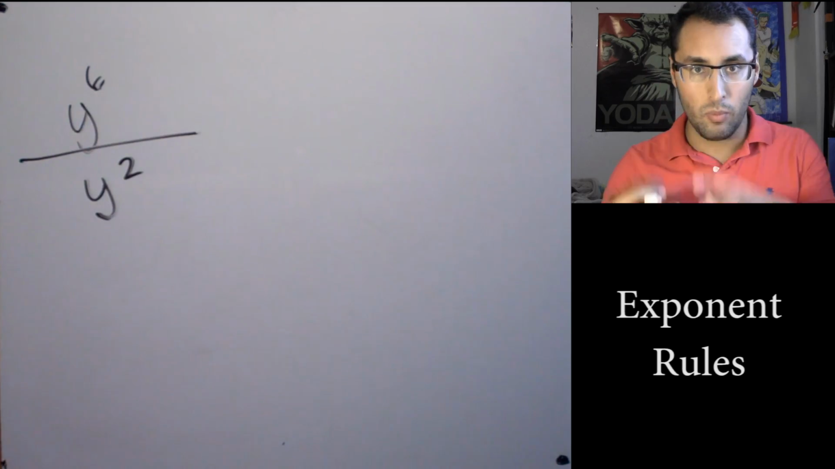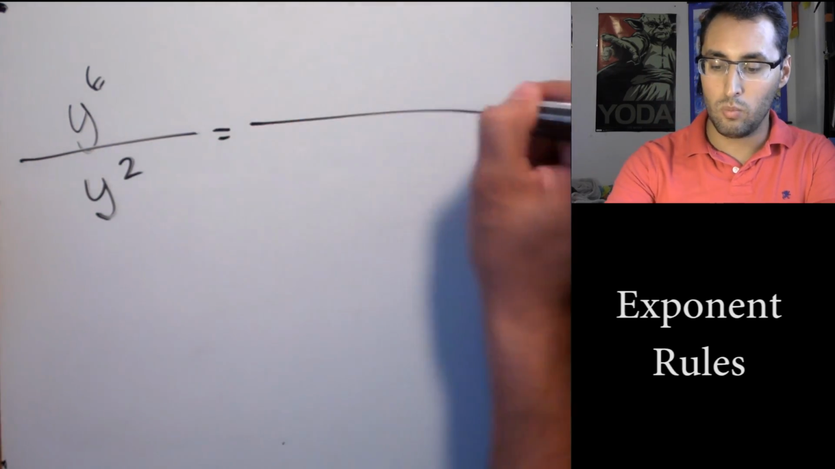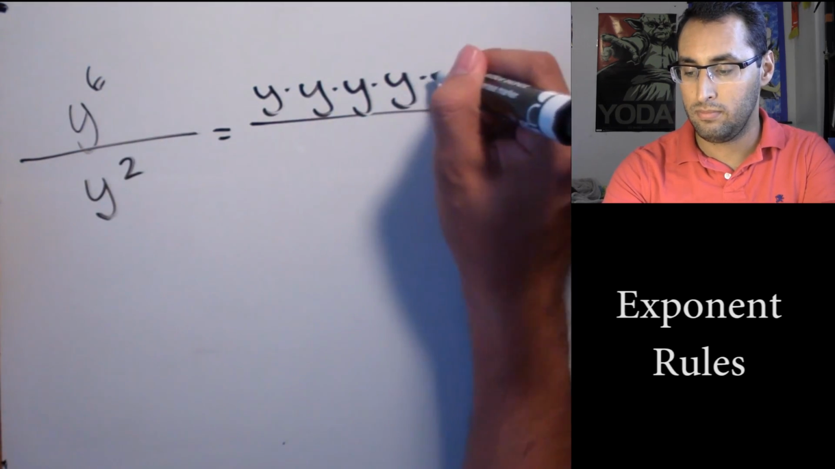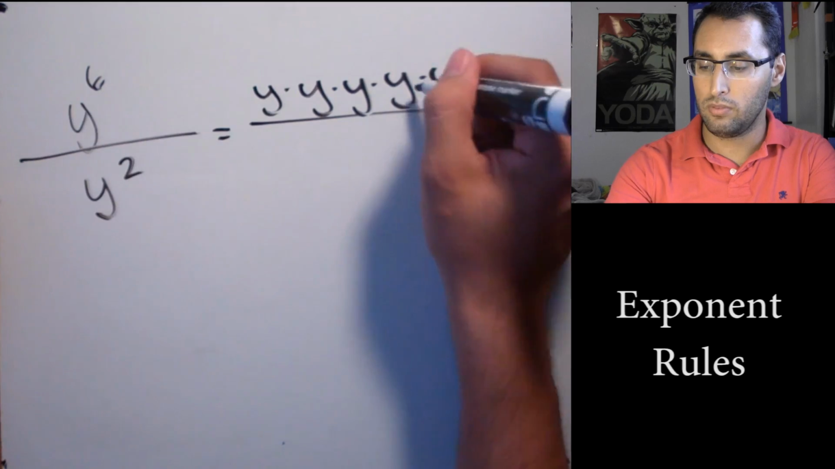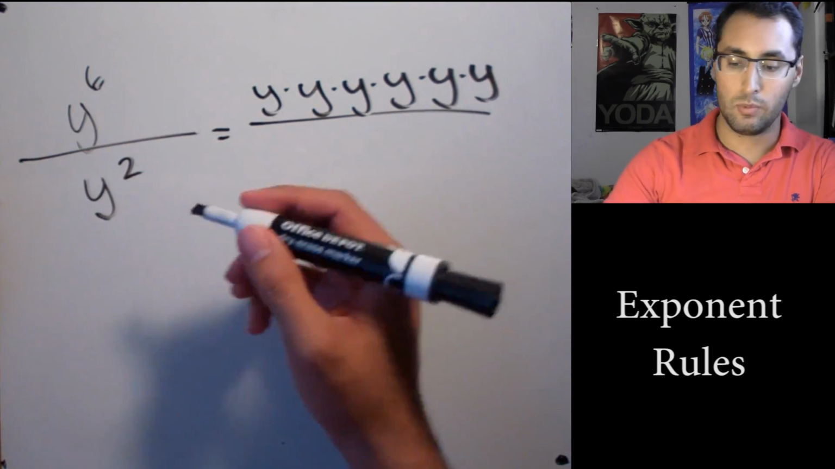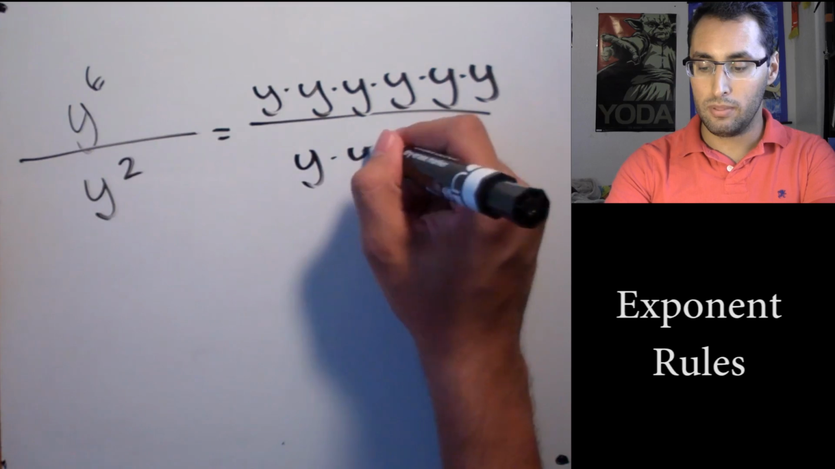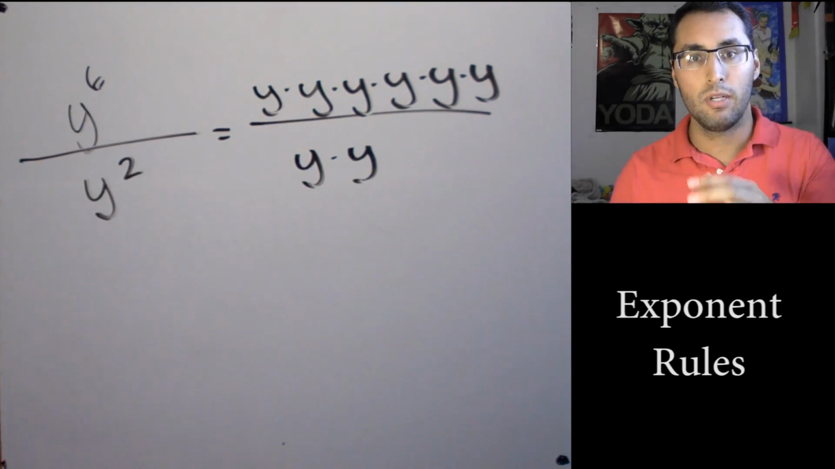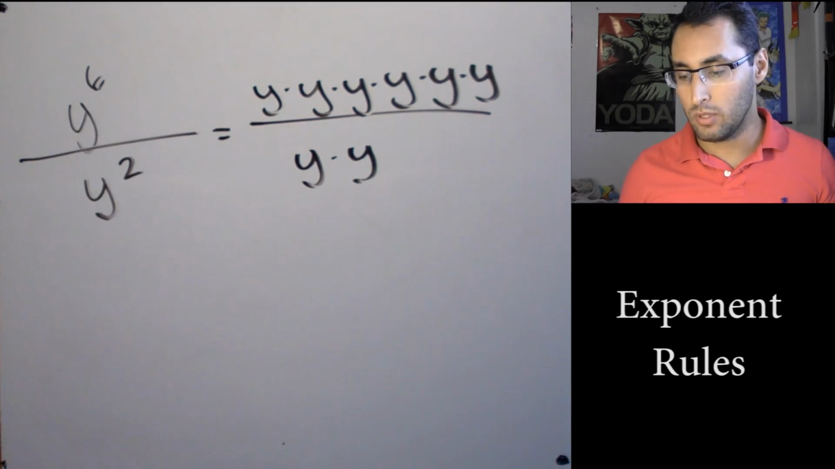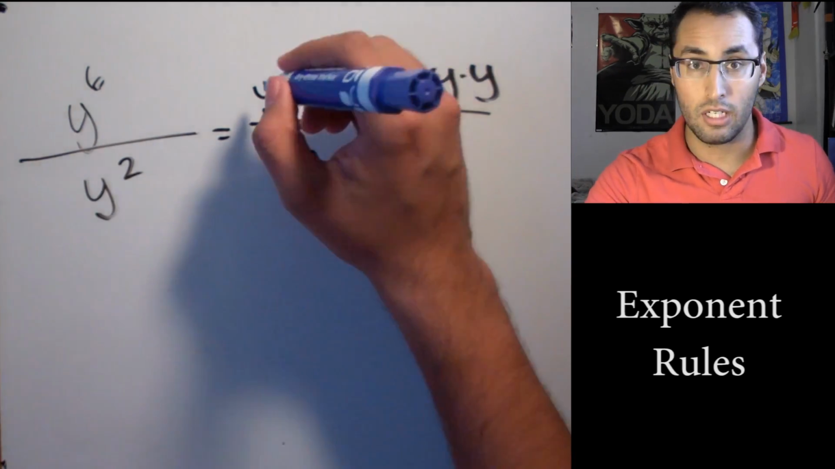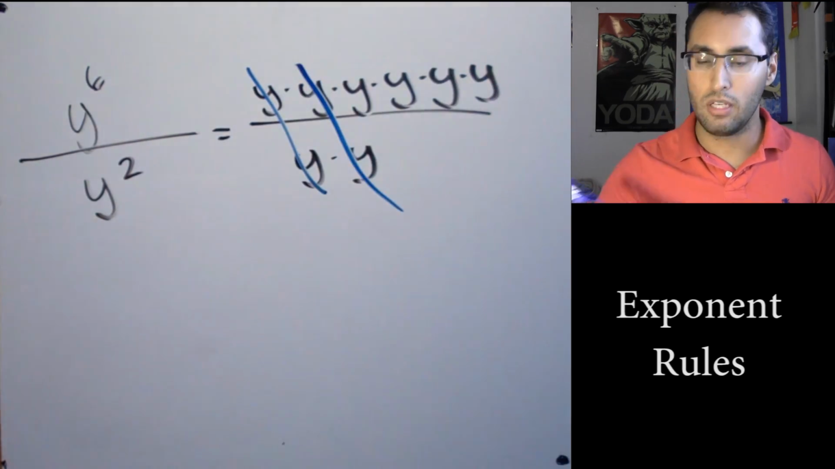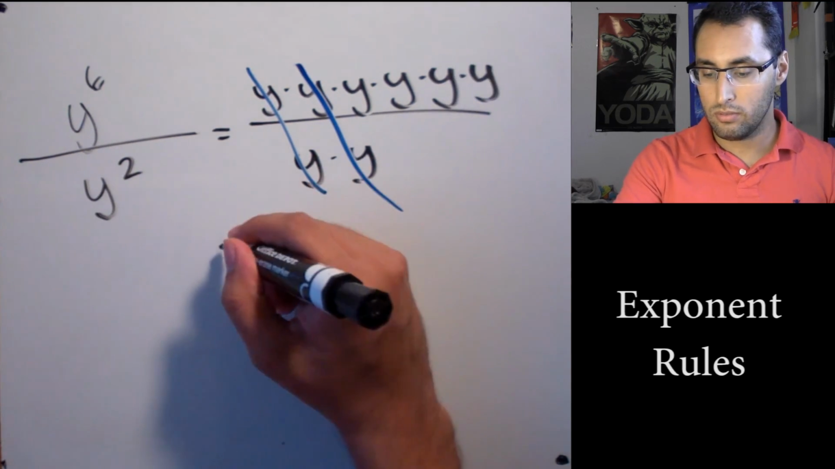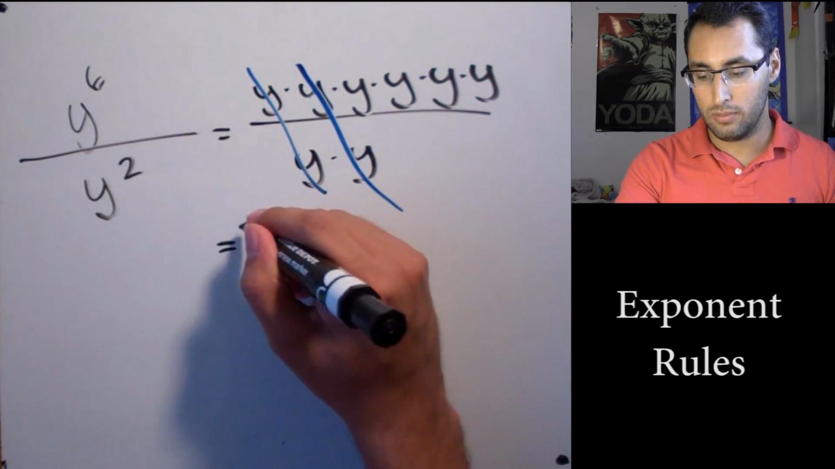Let's just write what they mean before we get into the actual properties. What does y to the 6th mean? It just means y times itself 6 times: 1, 2, 3, 4, 5, 6. And on the bottom we have y squared, so y times y. The key thing with fractions is if you have something on the top and the bottom that are the same, you can get rid of it. You can simplify this. Let's cross out how many y's we have in common. We have one y over here and another y over there. So how many are we left with? We're left with 4 y's, or just y to the 4th power.